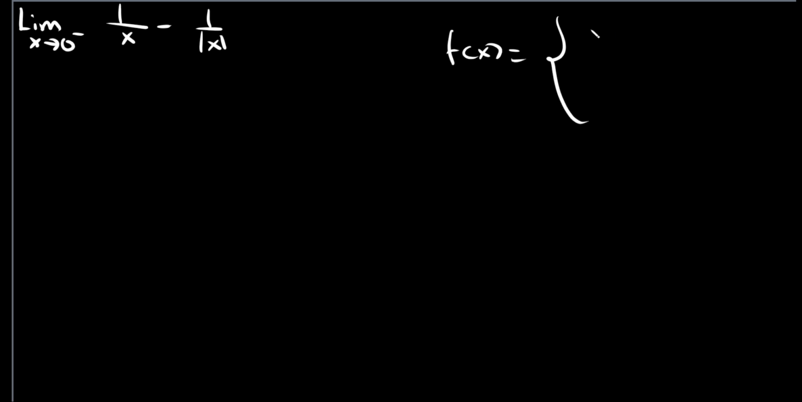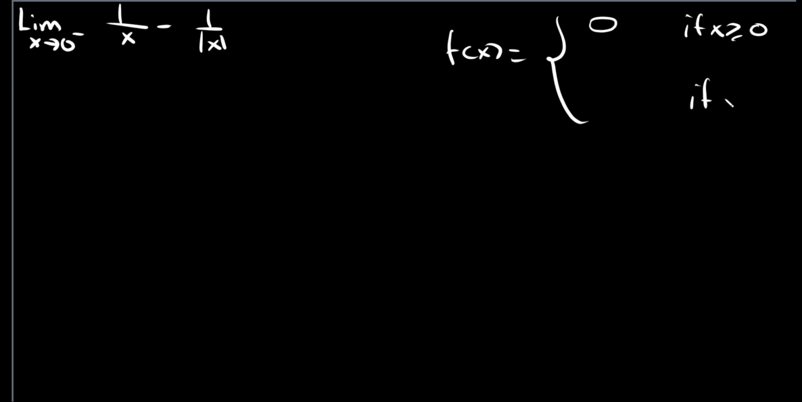All right, so the question is the limit as x approaches 0 of 1 over x minus 1 over x in absolute value. This is just like all of the others, so let's divide it into 2 parts. f of x equals, well, if my x is bigger than or equal to 0, my absolute value is going to be positive. So 1 over x minus 1 over x is going to give us 0.